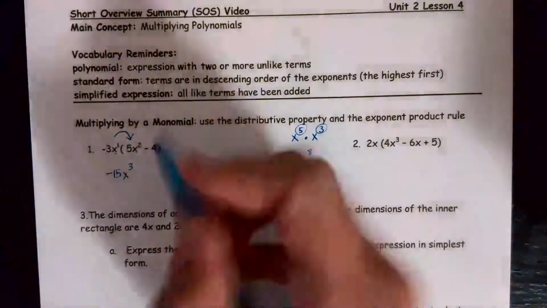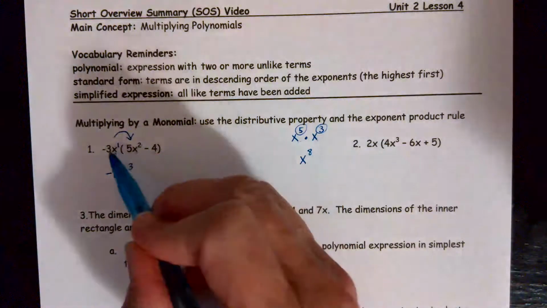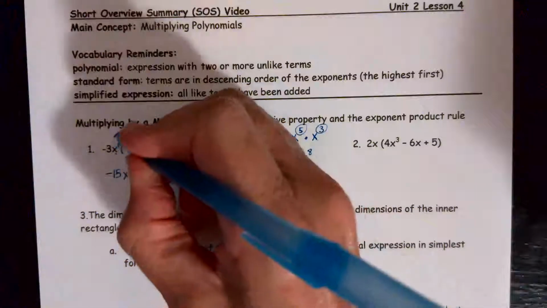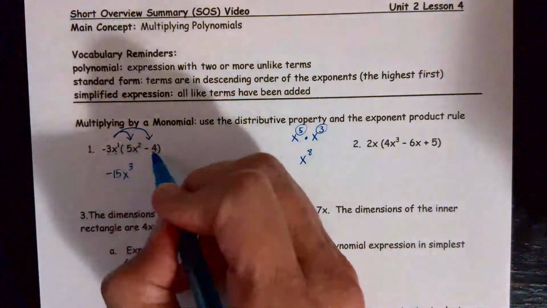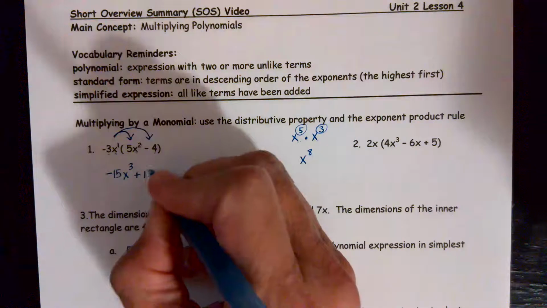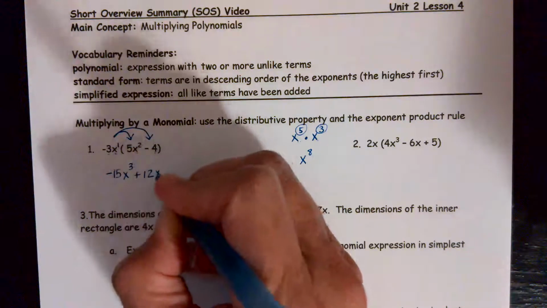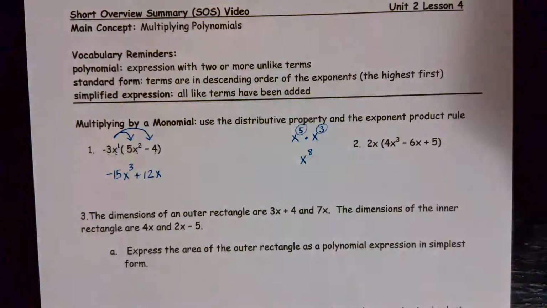I still need to multiply this term inside the parentheses by the outside term. So negative 3x to the first times a negative 4. Negative 3 times negative 4 is a positive 12, and we keep that x. So that is your final answer.